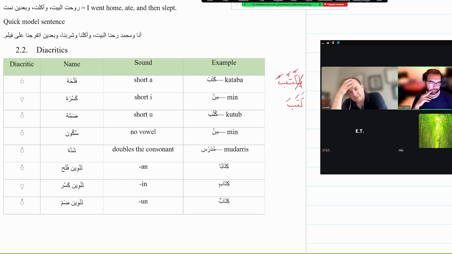If we have a word like school, we remove the M because it's a prefix. Remove the feminine T at the end.